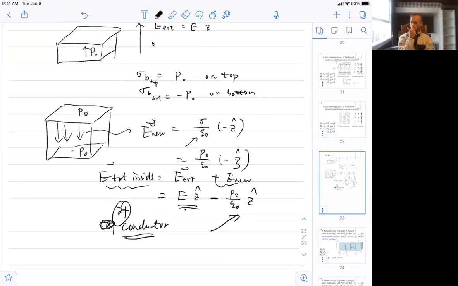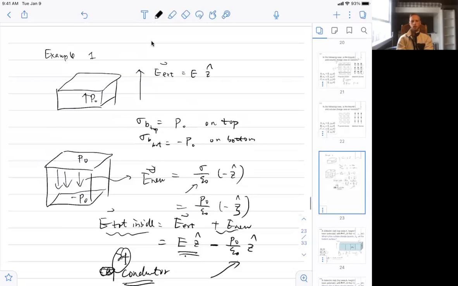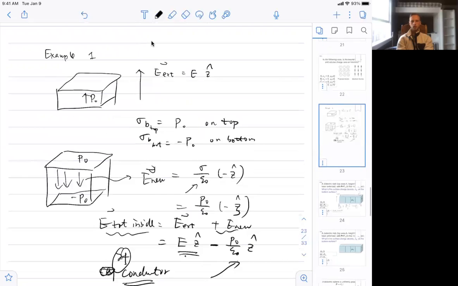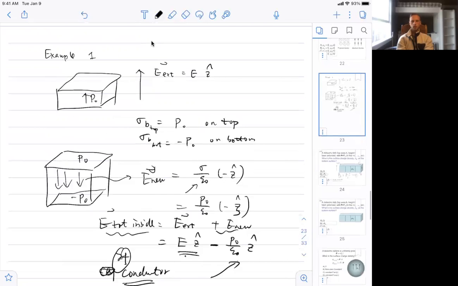That's why we sometimes insert material in our capacitors, right? By reducing the E field inside the material, you're avoiding the possibility of having a breakdown. You're able to increase the capacity of storing more energy in the capacitor. Right, so this is the first example we are looking at. And let's look at another example.